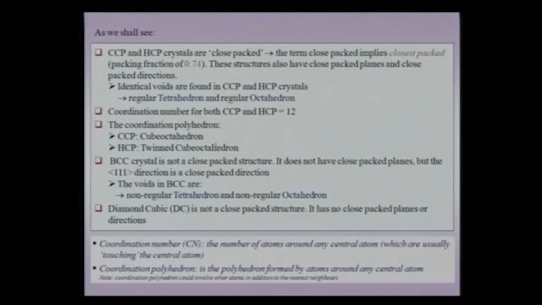We will also note the BCC crystal is not a close packed crystal. That means its packing fraction is less than 0.74. It does not have any close packed planes, but the 111 direction in the BCC is actually a close packed direction. The voids in BCC are not regular polyhedra like the tetrahedra or the octahedra. On the other hand, they are not fully distorted either, so we can call them the non-regular tetrahedron and the non-regular octahedron, and we will see the shapes of these polyhedra. The diamond cubic structure is not a close packed structure. It has no close packed planes or close packed directions. We had mentioned this briefly, but we will revisit the concept again.